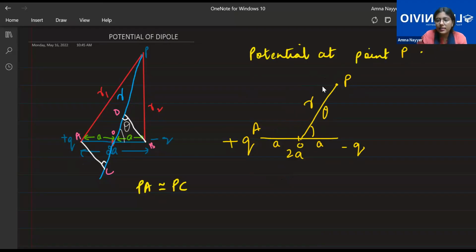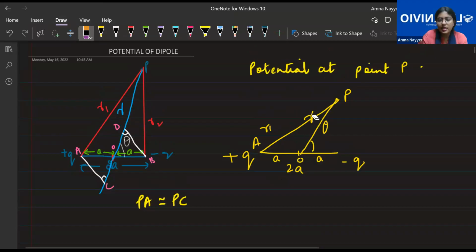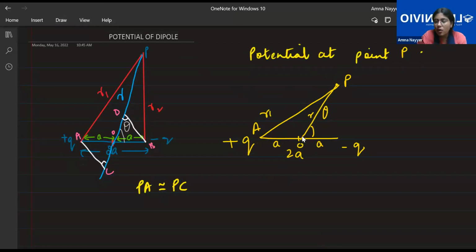Okay. Now, what is happening here? This full length is R1. The length of this is R1 and the smaller one is R. Since they are not equal, to make them equal, we extend it like this. We drop a perpendicular. This is the perpendicular. Look, AC is the perpendicular that is dropped. Now this PC and PA, they are almost equal.